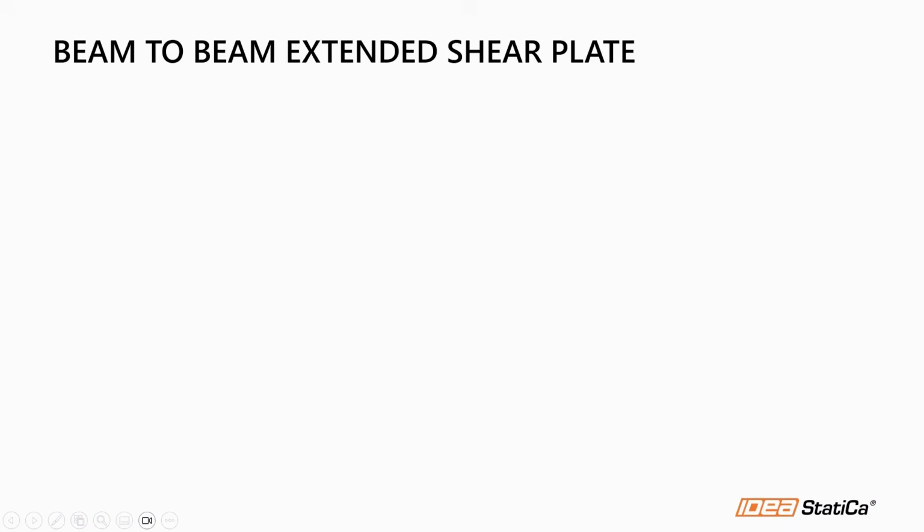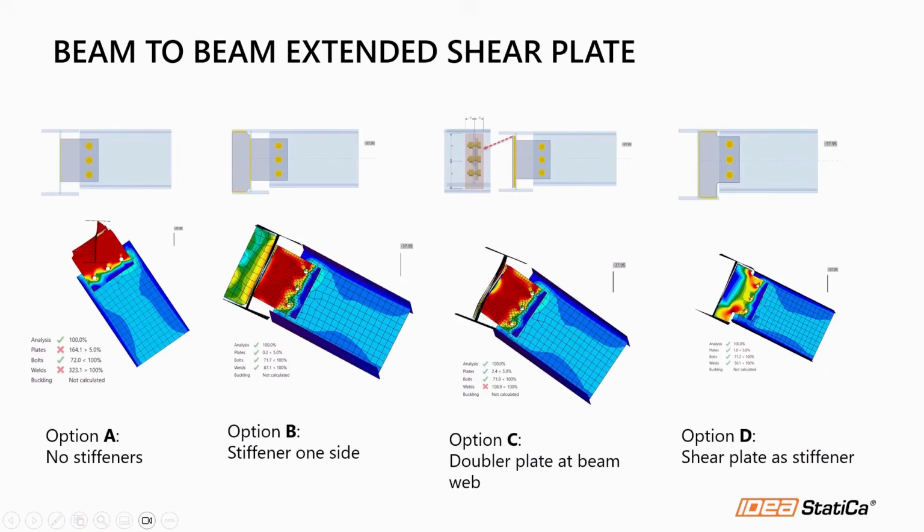Okay, so let's take a look at the mini study I performed for two types of extended shear plates. The first one is a beam-to-beam example. In this slide, you will see the model and then the stress and the deformed shape of the different cases I studied, all right? So you can see in the first option that is a beam-to-beam connection extended shear tab without any stiffener. Option B has a stiffener on just one side, as you can see here.